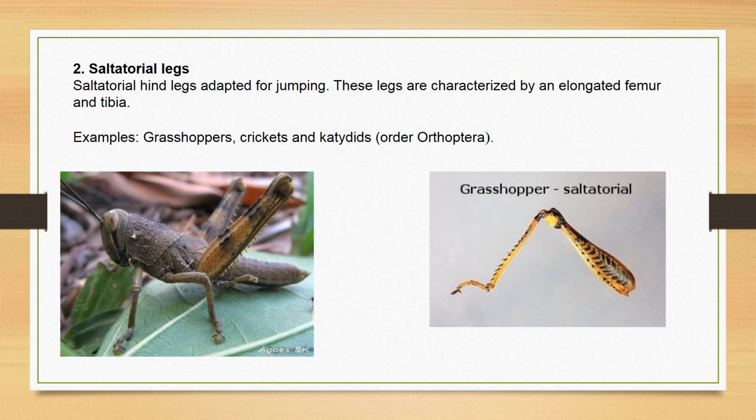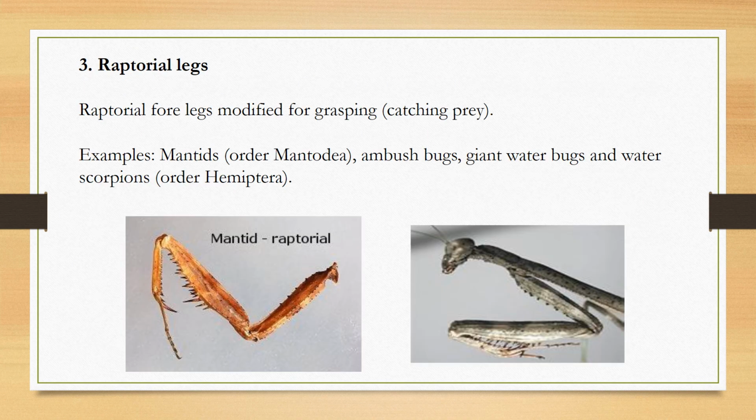Then saltatorial legs, the hind legs, are adapted for jumping. Here we can see how the hind leg in the grasshopper is modified. So the elongated femur and tibia; grasshoppers, crickets and katydids have the saltatorial type of hind leg.